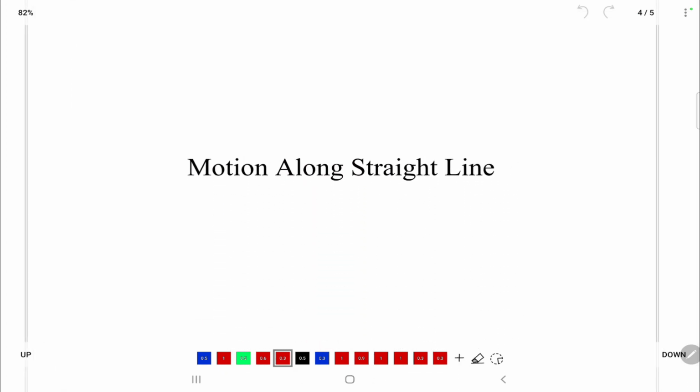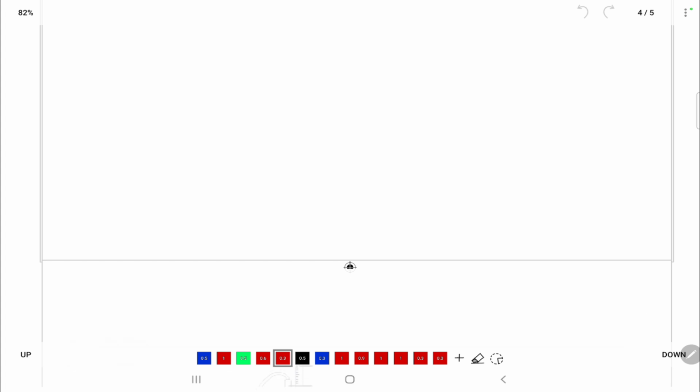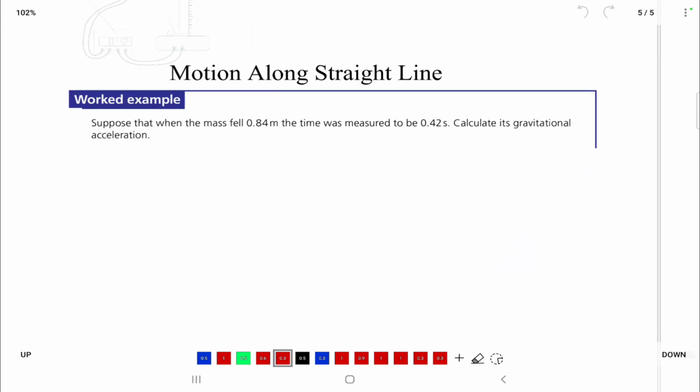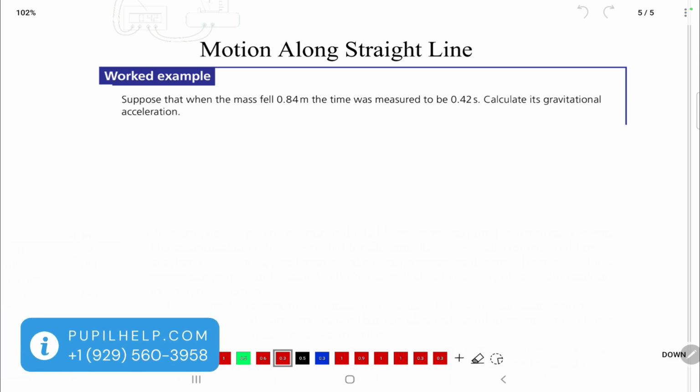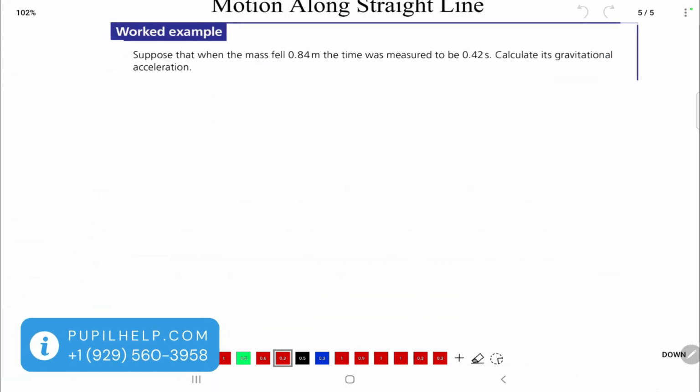Today, we will continue our session from last week, and we start solving examples pertaining to motion along a straight line. Now we will solve this example and explain the equation pertaining to this topic. Worked example: suppose that when a mass fell 0.84 meter, the time was measured to be 0.42 seconds. Calculate its gravitational acceleration.